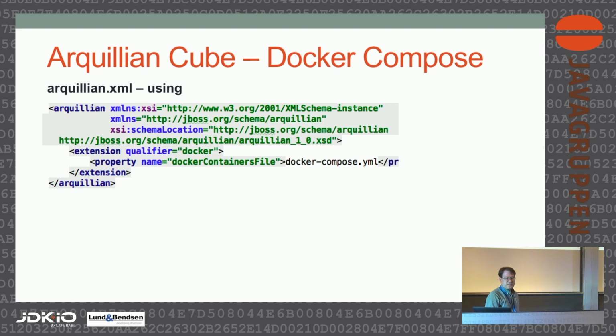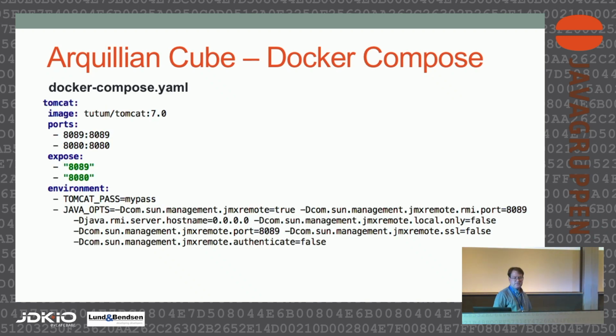So this is an example Arquillian configuration file where I specify that the environment is being specified in my Docker Compose YAML, and this is the file right here. Previously, in the previous slide, I was including the Tomcat remote server. So in this case here, I'm specifying that I'm going to run my application in the Tomcat 7 container. I expose the RMI JMX port so that the plugin can correctly deploy the application to that container, right? And then set up the passwords, etc. for that.